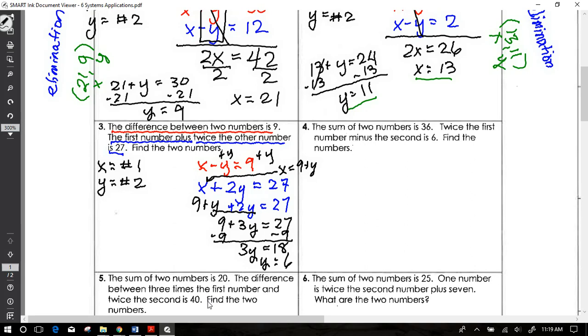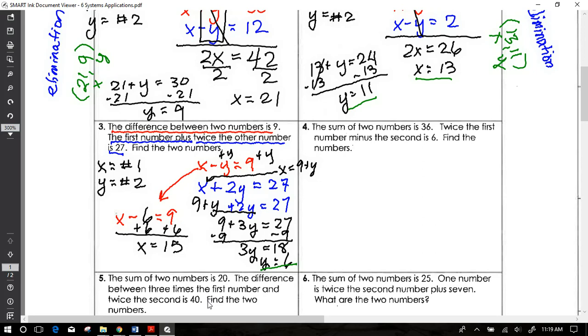Okay? Now what I'm ready to do is to plug in this y variable into, let's do the red equation. I'm going to stick with the original of that one. So I have x minus y equals 9. And now I know that y equals 6. So let's add 6 to both sides. And x equals 15.